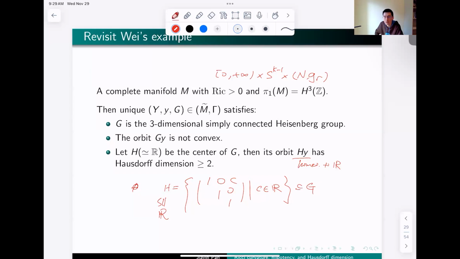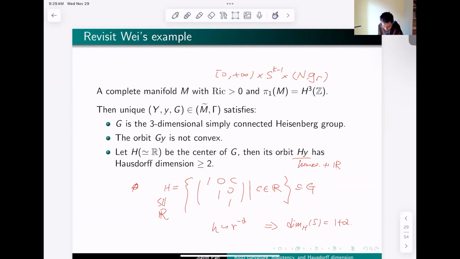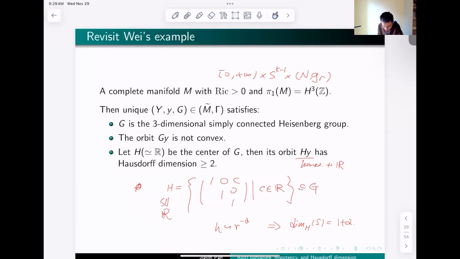So this is related to one thing: in the Nabonnand example, if that h decays like r to the alpha, then you know that in the limit, the Hausdorff dimension of the singular set is 1 plus alpha. So on one hand, we see that this alpha is related to how fast this h decays. On the other hand, we see here that it seems that this Hausdorff dimension is related to the nilpotency step here, because the Heisenberg 3 group has nilpotency step 2.